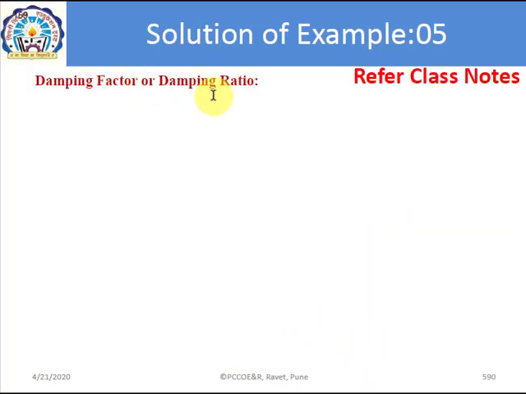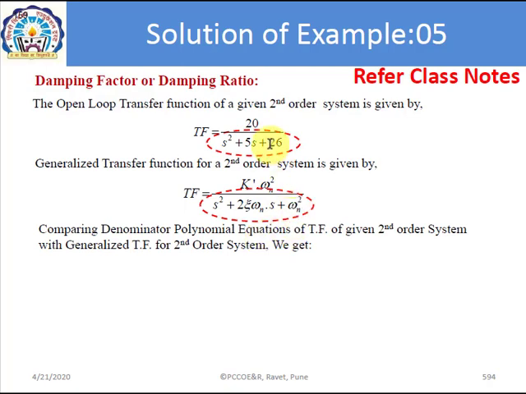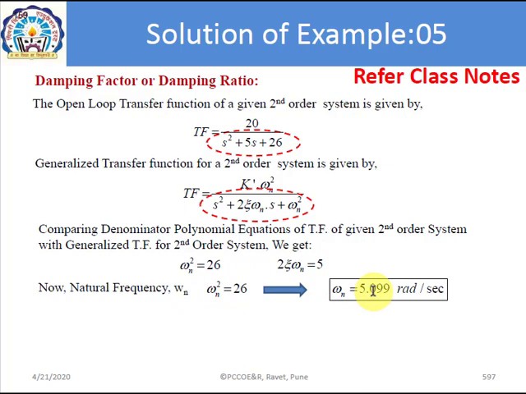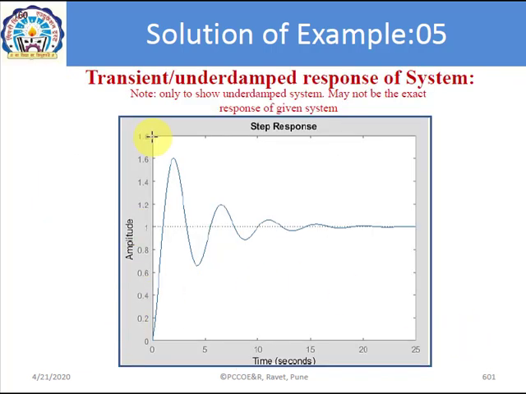So for damping factor and damping ratio, we compare this transfer function 20 over s square plus 5s plus 26, the transfer function with unity feedback, with the standard form. Then we get omega n square is equal to 26 and 2 zeta omega n is equal to 5. If you solve these equations, omega n square is equal to 26, so natural frequency is equal to 5.099 radian per second, and 2 zeta omega n is equal to 5, so zeta is equal to 0.49, which is less than 1. So the response of the system is transient or underdamped.